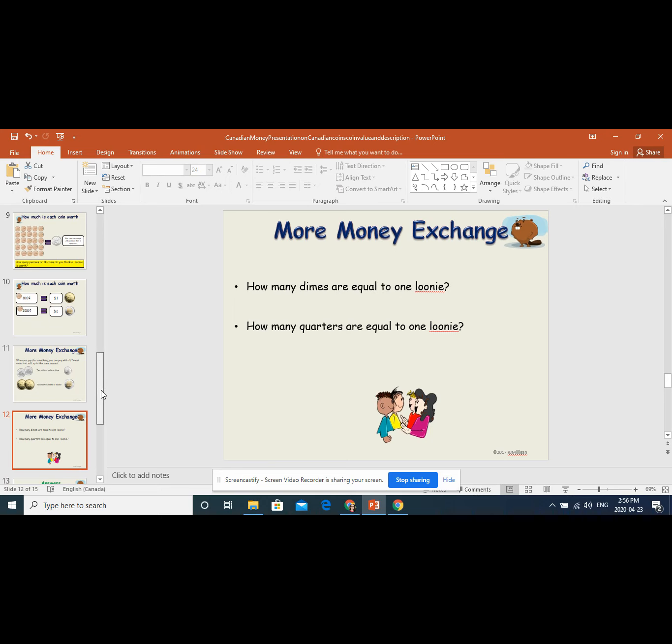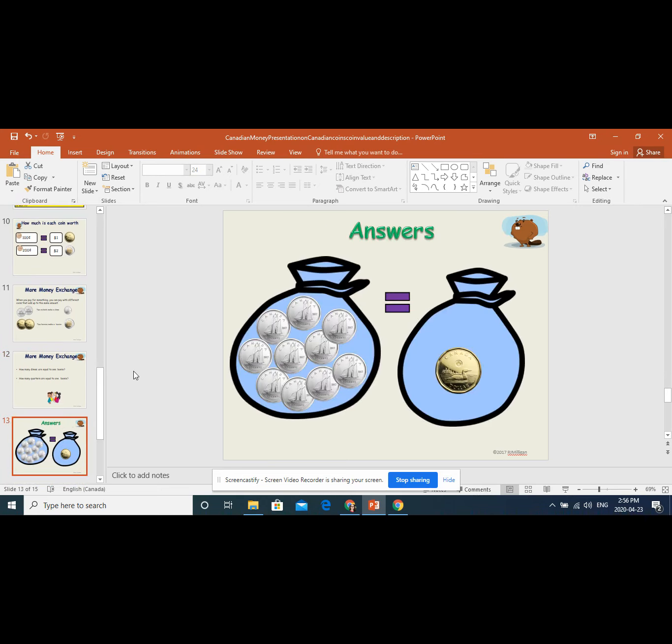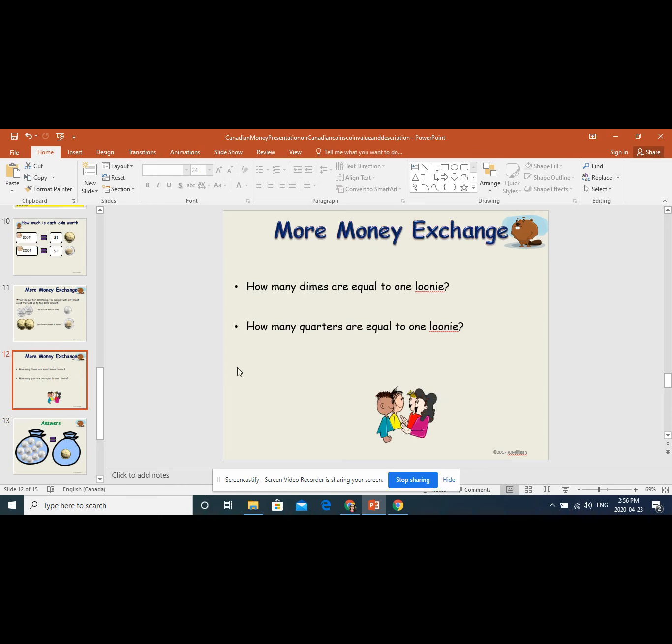All right, let's look. So let's count how many dimes. And let's count by tens because we know dimes are worth 10 cents. So 10, 20, 30, 40, 50, 60, 70, 80, 90, 100. Now we know 100 cents is equal to one loonie. But how many dimes did I have here? 10, right? So 10 dimes is equal to one loonie. Let's go back and see what the other question is.